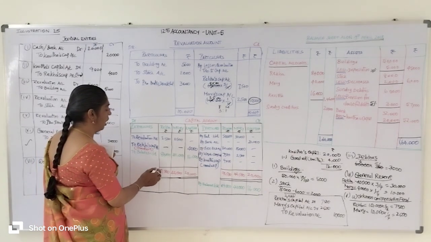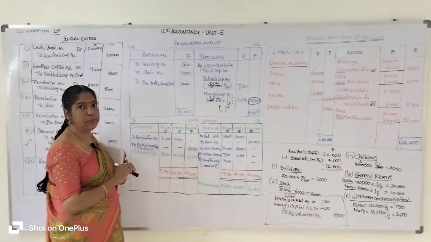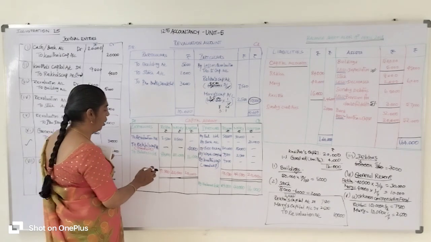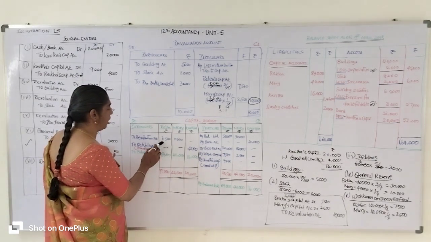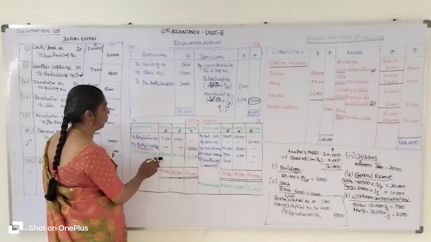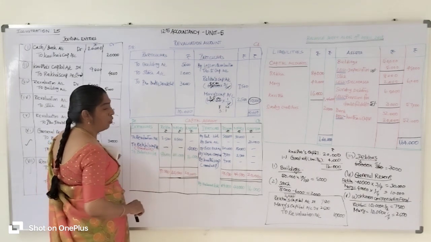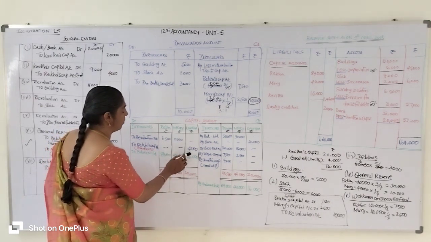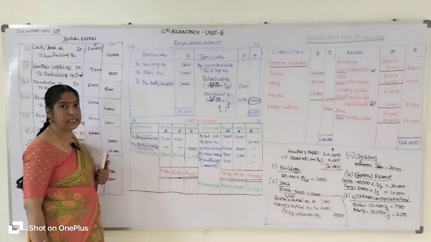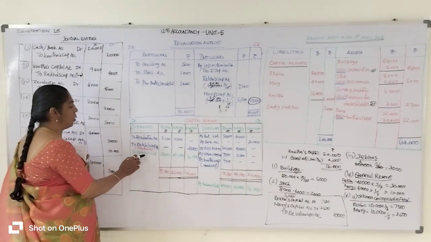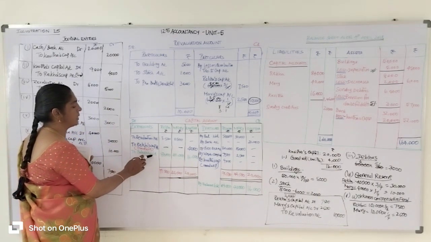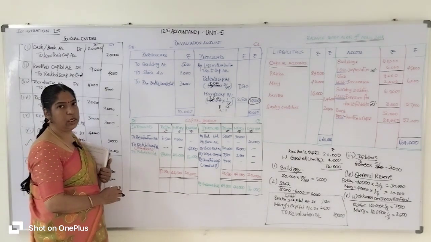How can you close it? We find the difference between the total and the lesser value. So 91,500 minus 7,500, you will get 84,000. 42,500 minus 2,500, you will get 40,000. 20,000 minus 4,000, you will get 16,000. Against this, you write to balance carry down. Carry down means closing balance.